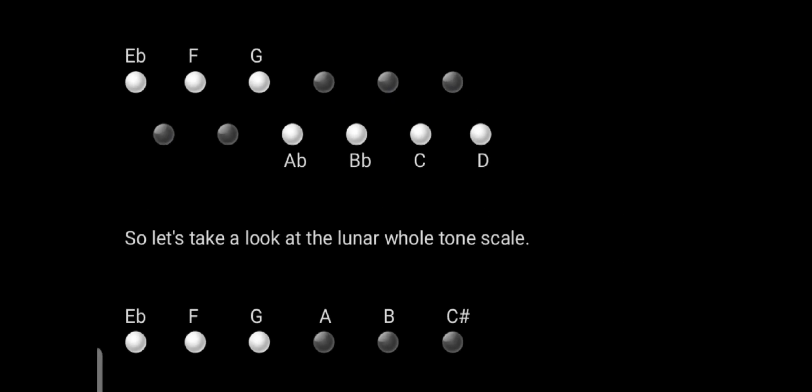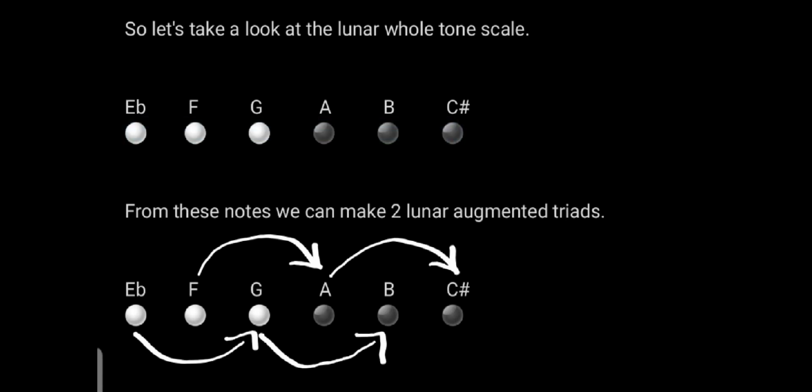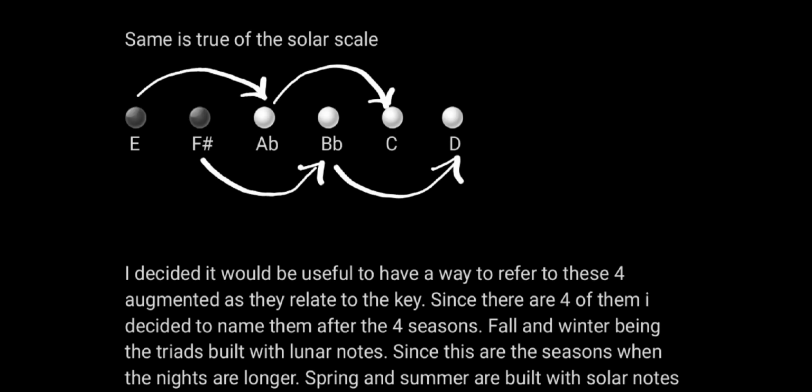So let's take a look at the lunar whole tone scale. From these notes, we can make 2 lunar augmented triads. E flat, G, B, and F, A, C sharp. The same is true of the solar scale. E, A flat, C, F sharp, B flat, D.